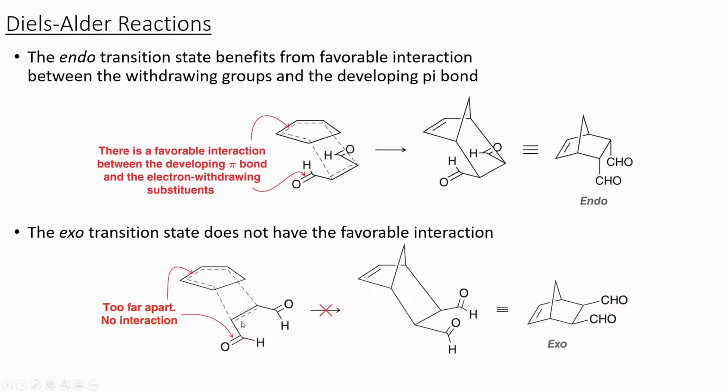If the dienophile approaches in the opposite orientation, then the diene electrons and the electron withdrawing groups are too far apart to interact, and there's no favorable interaction. So overall, this approach, the endo approach, is going to lead to a transition state that is much lower in energy.